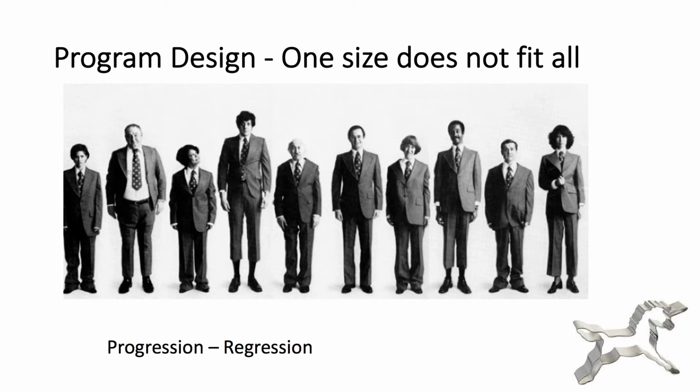In order for you to design a good program, you need to assess the individual and make a program that suits their needs. And it may be this form of progression and regression, that you're progressing certain athletes or certain clients at a faster rate, or you're regressing them and you're slowing them down and you're bringing them back to the basic movement patterns, and then you're progressing them in the optimal pattern for that individual.